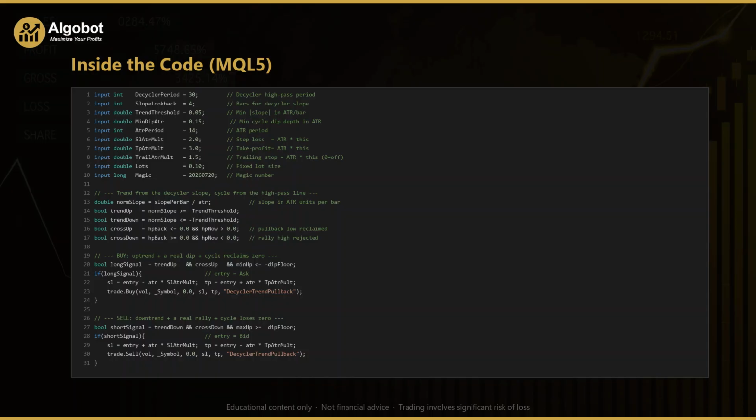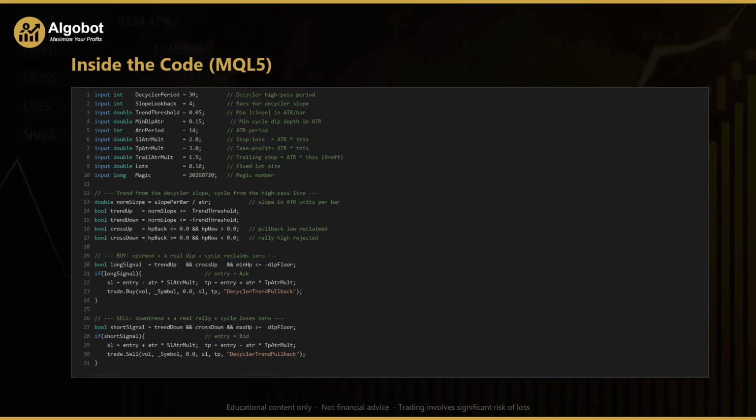Now the buy block. Long signal requires trend up, cross up, and that the minimum high pass value dipped below the negative dip floor, confirming a genuine sag. When all three are true, the entry is taken at the ask, the stop is placed 1 SL multiple of ATR below, the target 1 TP multiple above, and trade.buy sends the order.